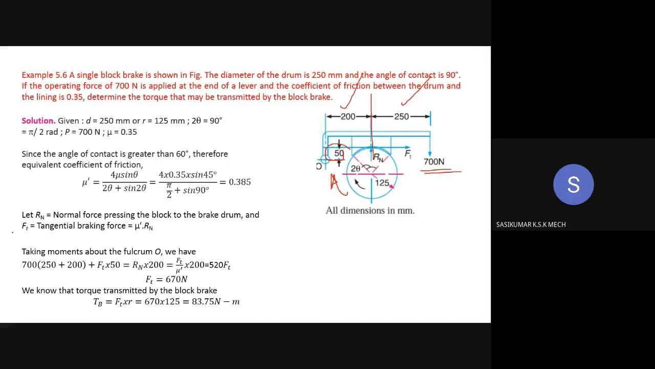This tangential braking force can be determined using the relation mu into Rn. Here it is mu dash, because 2 theta is greater than 60 degrees, so you must find mu dash. So the tangential braking force will be mu dash into Rn. Now let us take a moment about fulcrum O.